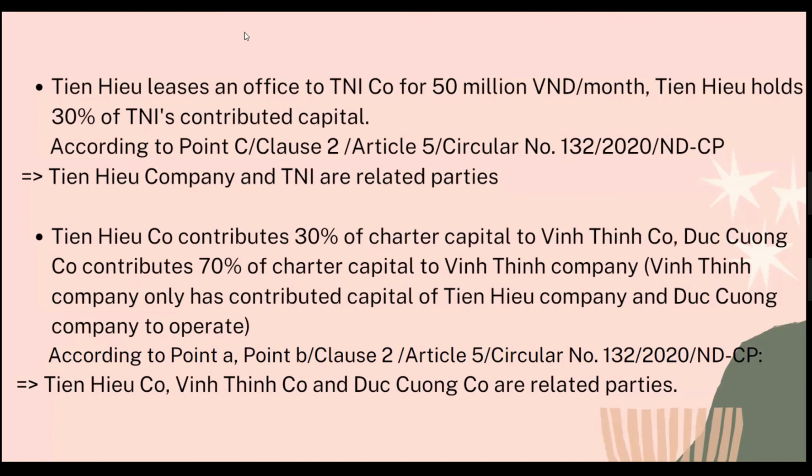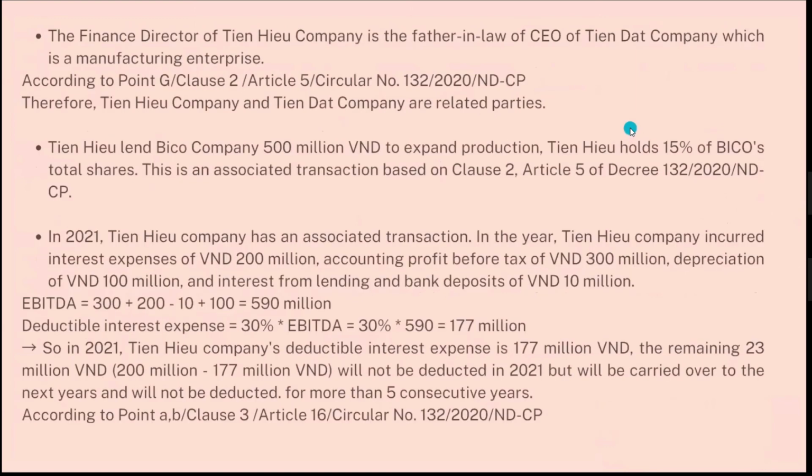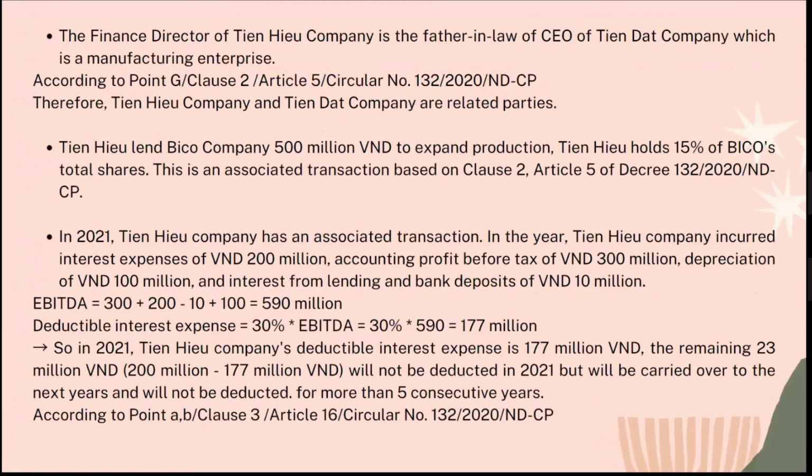The second case: Thiện Hiếu Co. contributes 30% of chartered capital to Vinh Thịnh Co., and Đức Cường Co. contributes 70% of chartered capital to Vinh Thịnh Company. Vinh Thịnh Company only has the contributed capital of Thiện Hiếu and Đức Cường to operate. So Thiện Hiếu Co., Vinh Thịnh Co. and Đức Cường Co. are related parties. In the next case, the finance director of Thiện Hiếu Company is the father-in-law of the CEO of Tiền Đạt Company, which is a manufacturing enterprise. Therefore, Thiện Hiếu Company and Tiền Đạt Company are related parties.